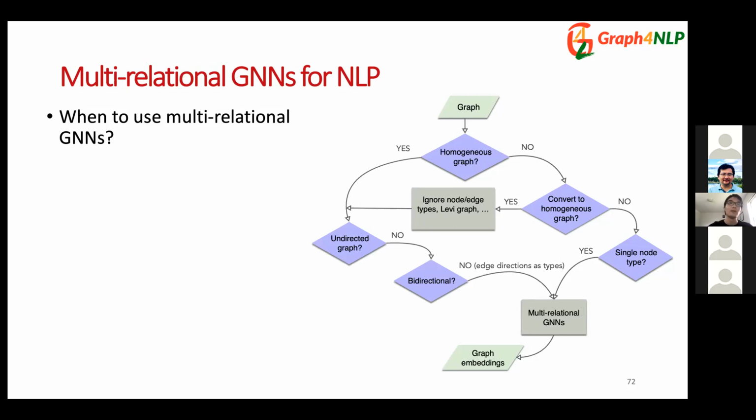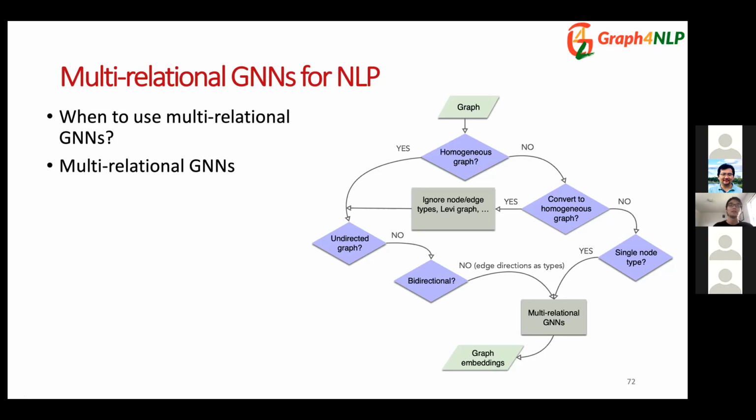And also, another scenario is if it's not a homogeneous graph but a directed graph. Remember that we previously introduced that we can regard the edge direction as the edge type information, which will result in a multi-relational graph. So in this case, we can also apply multi-relational GNNs to learn the embeddings. So these are typical scenarios where we want to apply multi-relational GNNs to learn the embeddings.